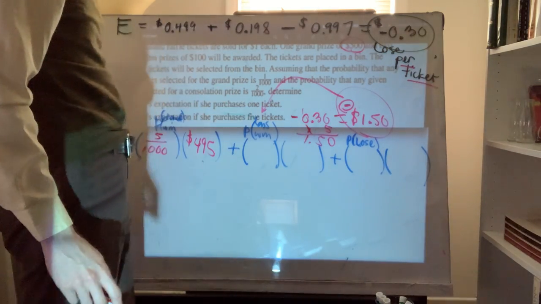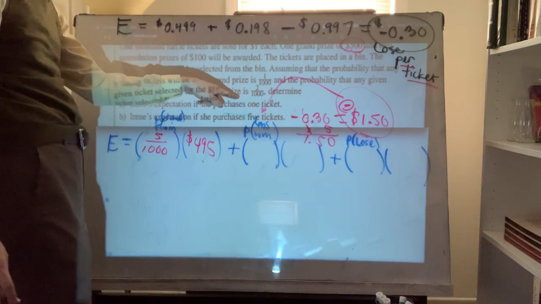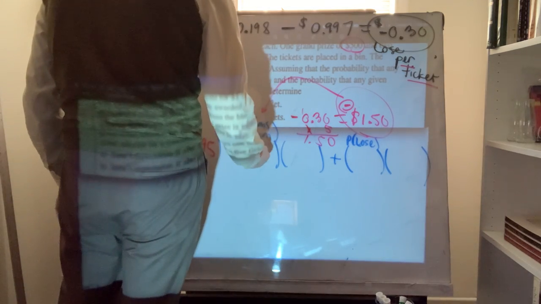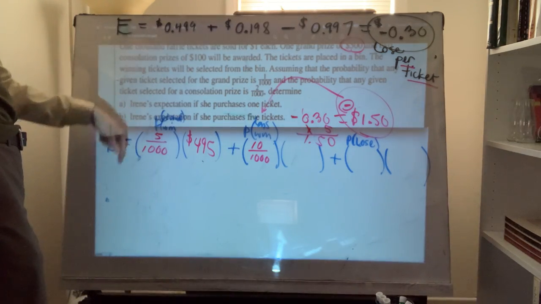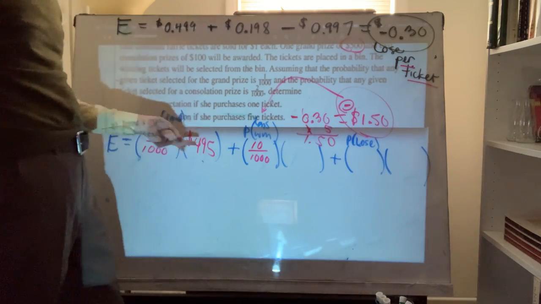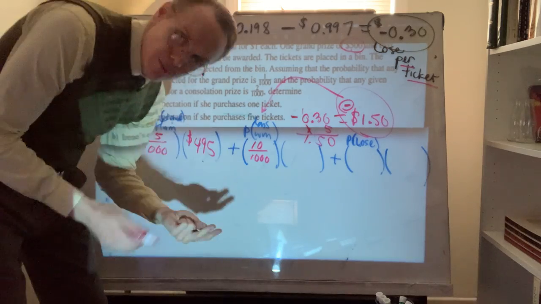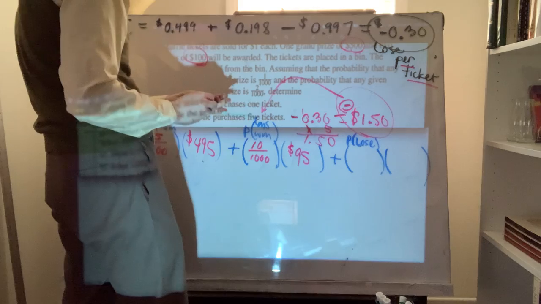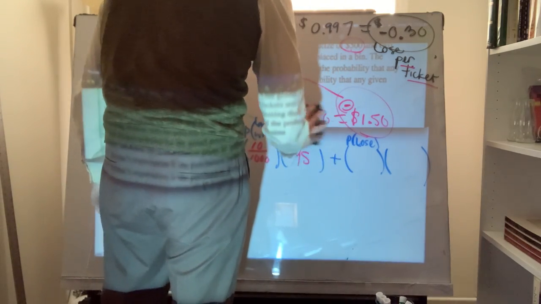If the person has 2 out of 1,000 to win the consolation prize, multiply that by 5. It would be 10 in 1,000. You could always reduce that if you'd like, just so you can simplify 5 to 1,000 as well. The prize in that situation is 100, but if you spent $5, technically what did you win instead? $95, right?